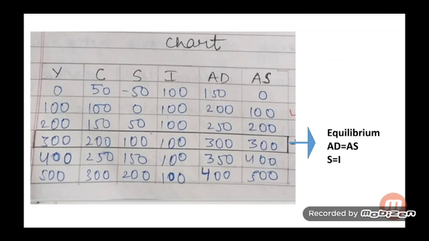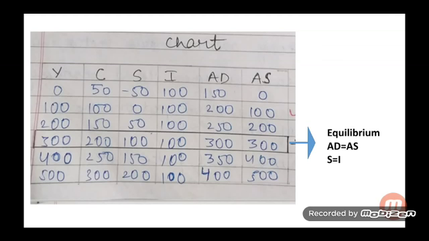When your income is 400, consumption increases from 200 to 250. Savings बेटा 150 हो जाएंगी, that is 400 minus 250 is 150. Investment same है, aggregate demand कितना हो जाएगा 250 plus 100 C plus I, that is 350. और aggregate supply कितना हो जाएगा बेटा 250 plus 150, that is consumption plus savings. 250 plus 150 is 400.